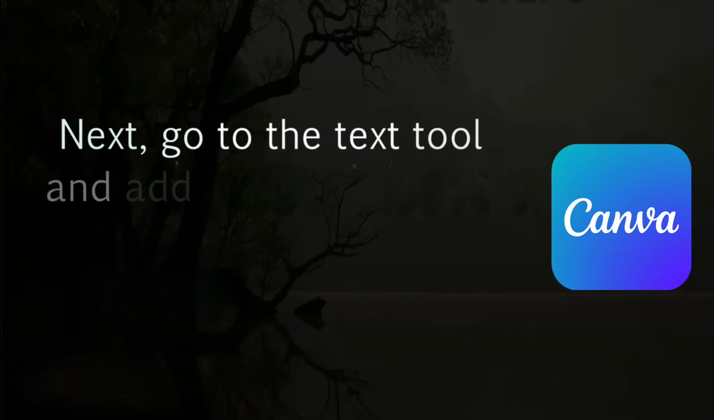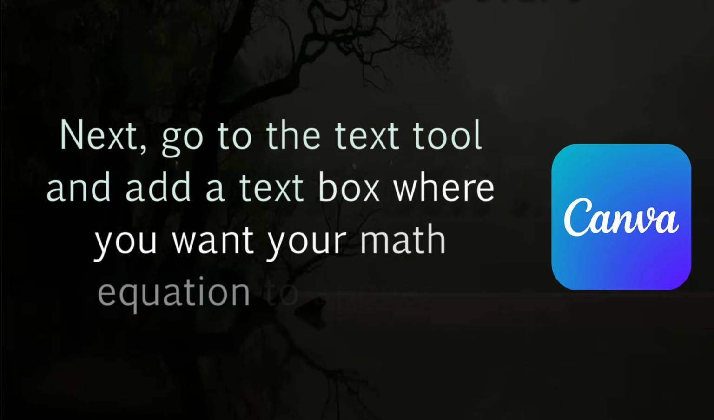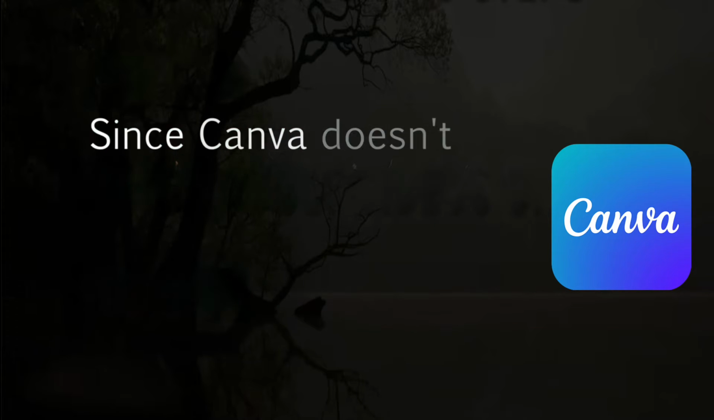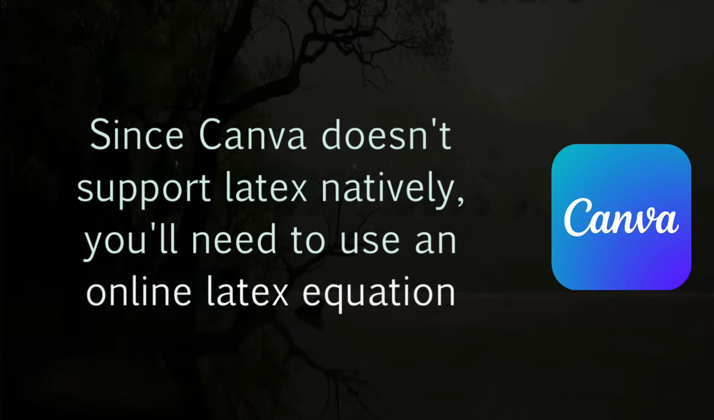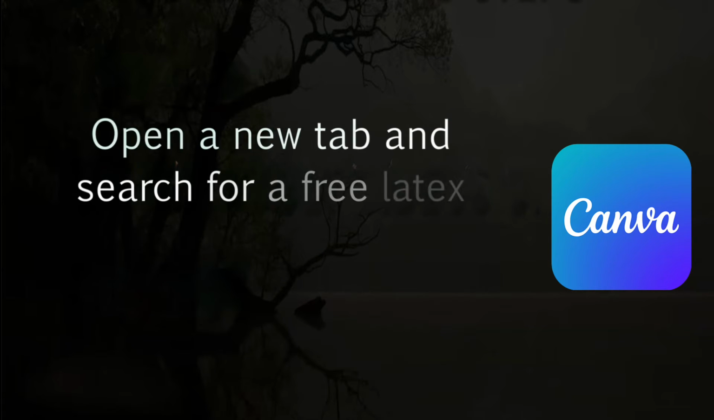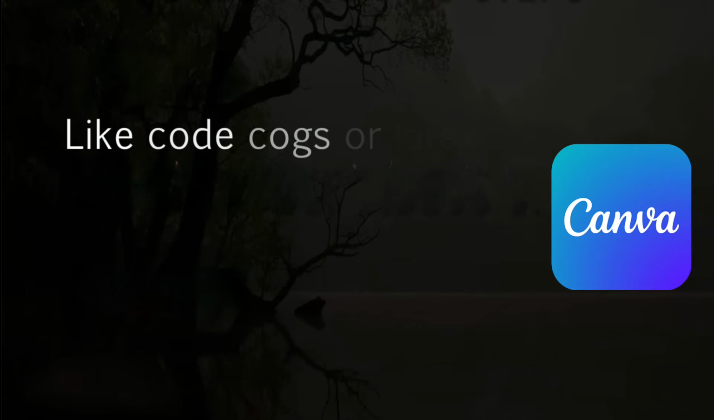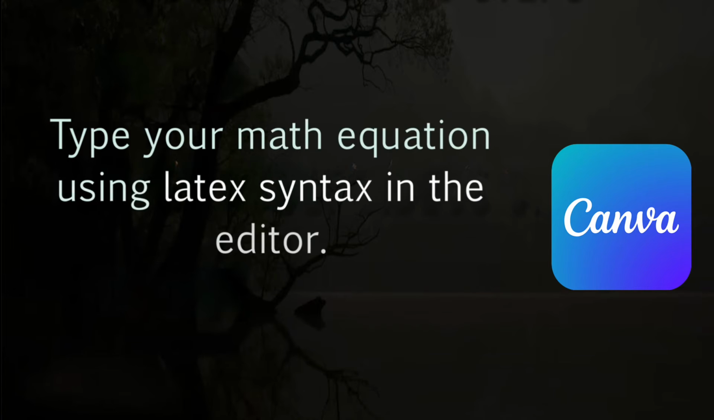Next, go to the Text tool and add a text box where you want your math equation to appear. Since Canva doesn't support LaTeX natively, you'll need to use an online LaTeX equation generator. Open a new tab and search for a free LaTeX equation editor like CodeCogs or LaTeX-Base. Type your math equation using LaTeX syntax in the editor.